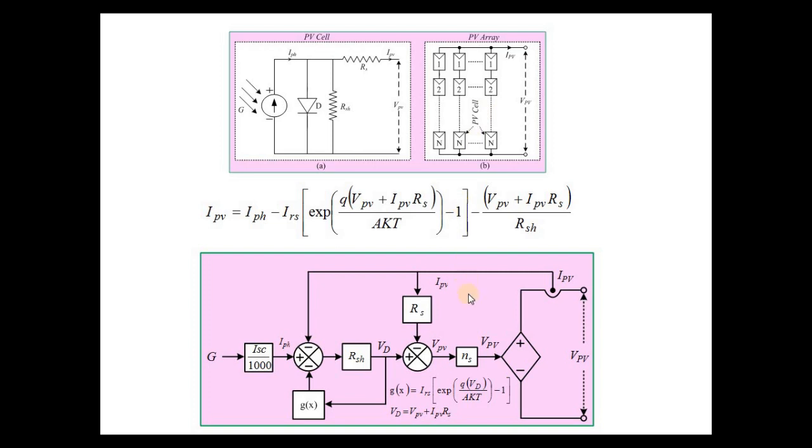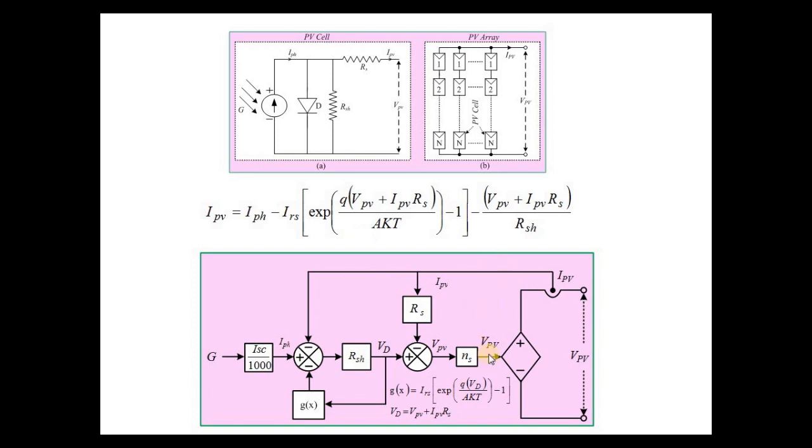By multiplying cells in series for voltage, it can be called a module. Multiplied with parallel cells for current, it can be called a PV array. When a number of PV arrays are connected again either in series or parallel, we can call it a PV system. So now we will go for the modeling of PV cells in MATLAB. Keep in mind that two models are there.